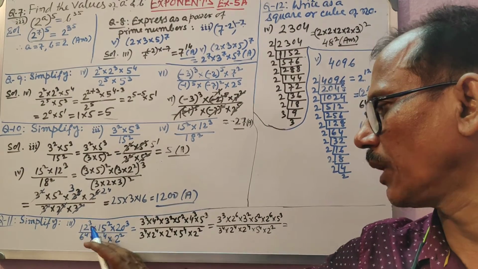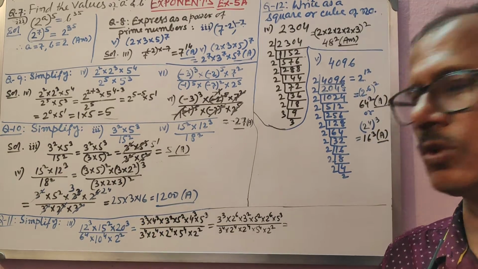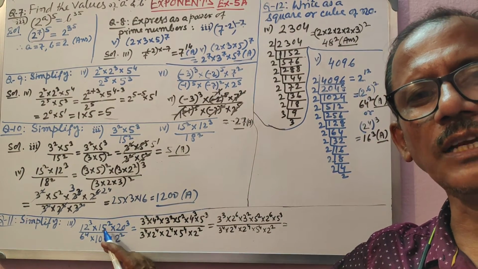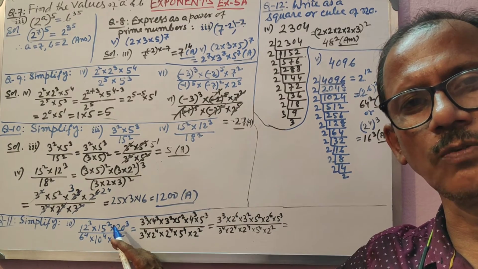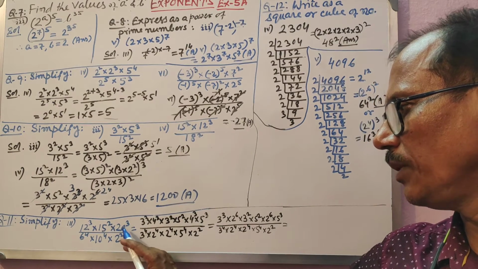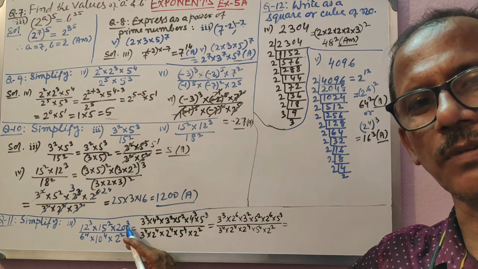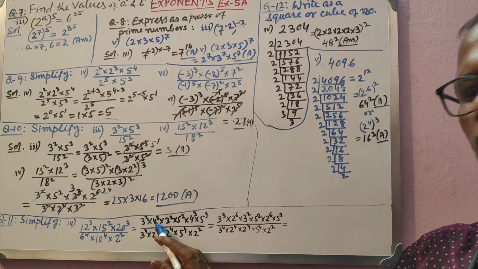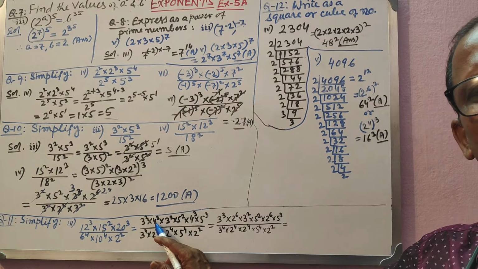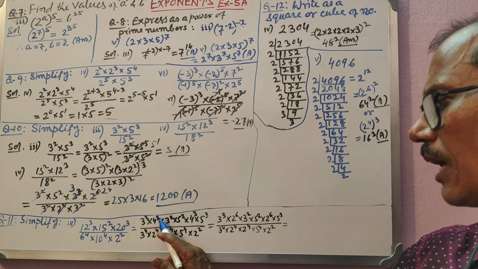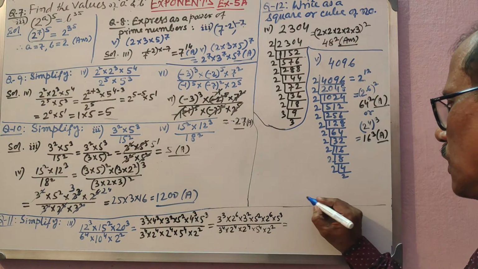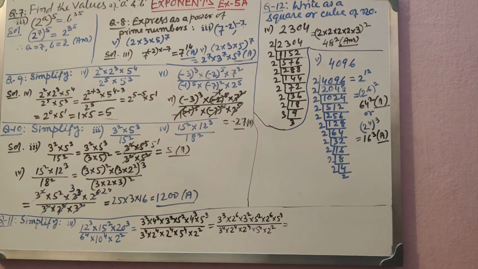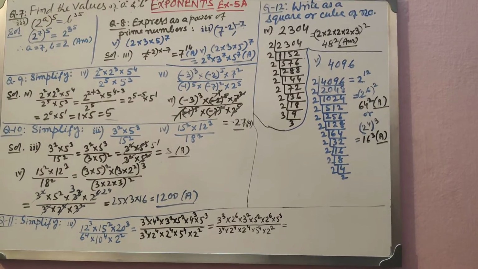Then 12 to the power 3 means 3 to the power 3 into 4 to the power 3. Isn't it? 15 square means 3 to the power 2 into 5 to the power 2, because 15 is 3 into 5. Now 20 cube means 4 cube into 5 cube. That you understood, no? That I have written. Again 4 cube, split it into 2 square whole to the power cube. See, 4 cube can be written as 2 square whole cube.